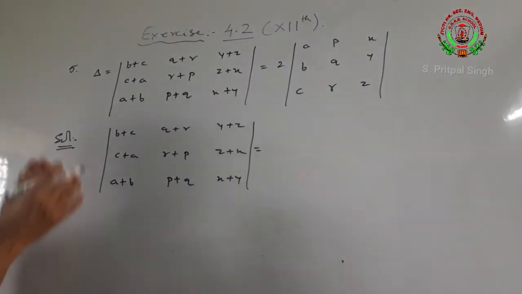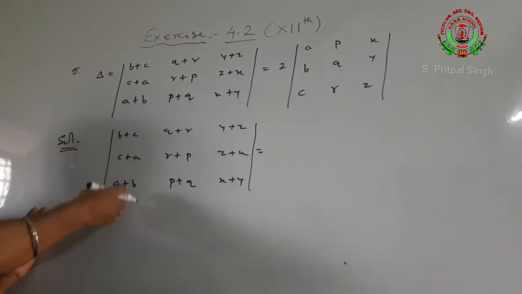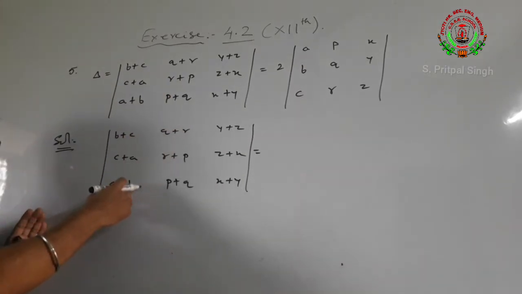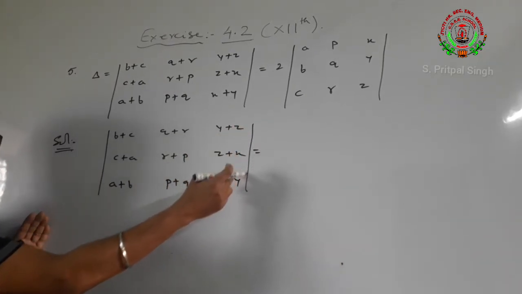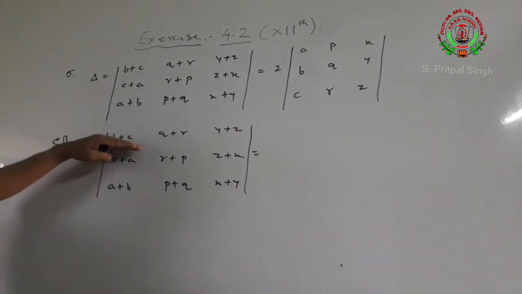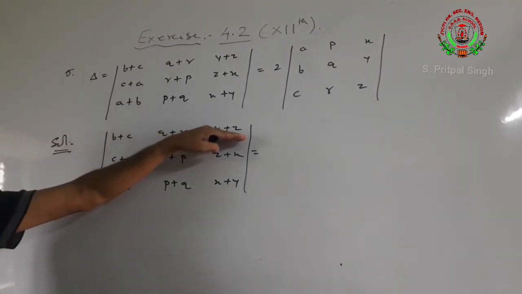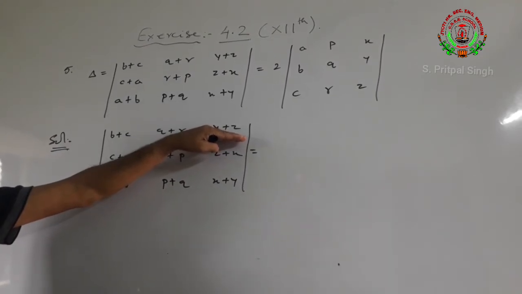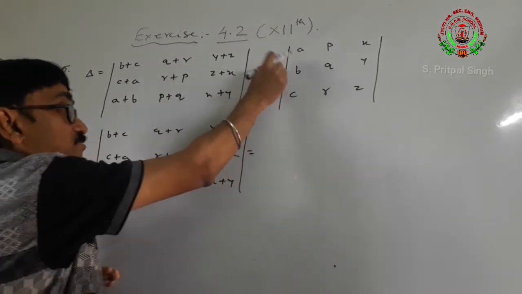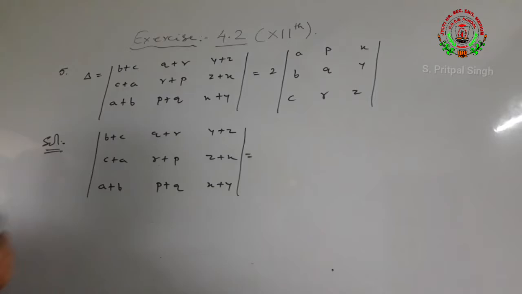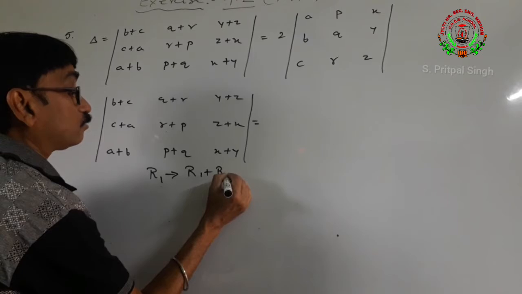So from the LHS elements we can see that if we add up row-wise R1 plus R2 plus R3, here also R1 plus R2 plus R3, here also R1 plus R2 plus R3, we can get 2 times of A plus B plus C, 2 times of P plus Q plus R, 2 times of X plus Y plus Z. And in the very next step, that 2 we can take common and we will get the first part of this 2 outside the determinant. So here we will apply the property R1 equals R1 plus R2 plus R3.